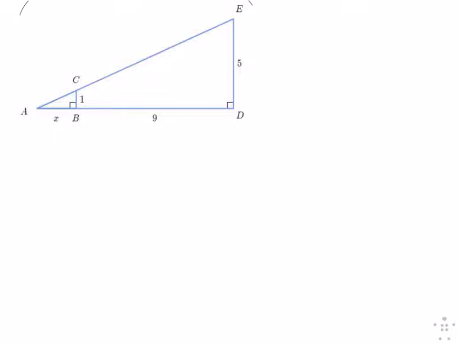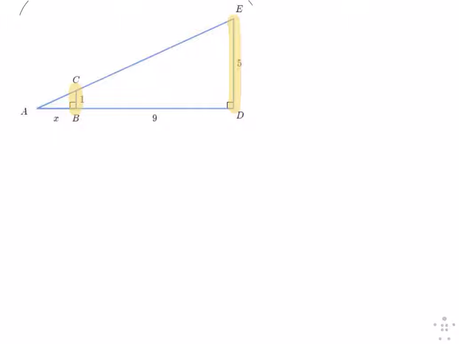Alright, so on this picture, if we're asked to solve for x, what we can do is set up a proportion looking at the corresponding sides. So I'm going to highlight the sides that correspond to each other. So the 1 right here corresponds with the 5 because they're in the same location, just on the other triangle.